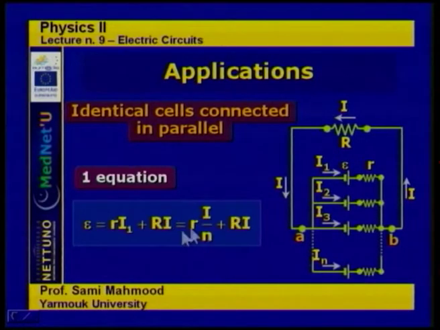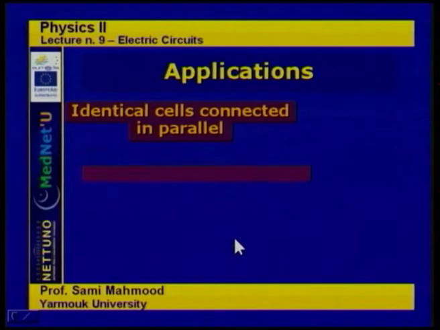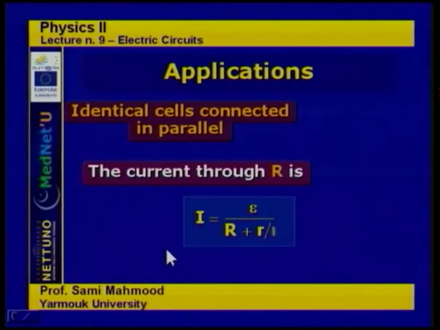And also, we have one equation which can be obtained by taking a loop through the load resistance and any one of the cells, any one of the branches of the cells. So let's assume that we are taking the branch of cell number 1. So epsilon is equal to small r times I1 plus capital R, the load resistance, times the current I going through it. And that is equal to small r times the total current I over n, because here we have replaced I1 by I over n, plus the load resistance times I. Then the current through R is determined as I equals epsilon over R plus r over n.